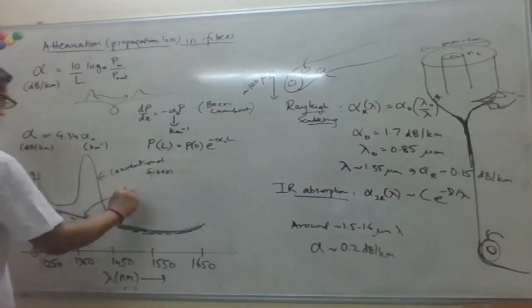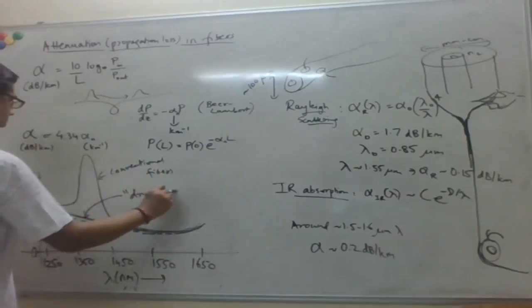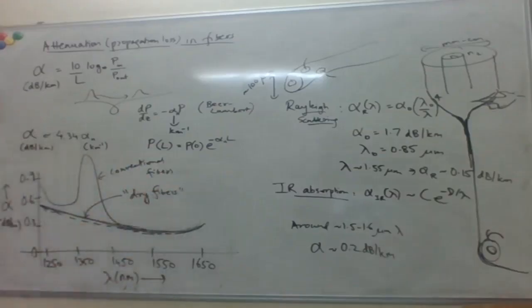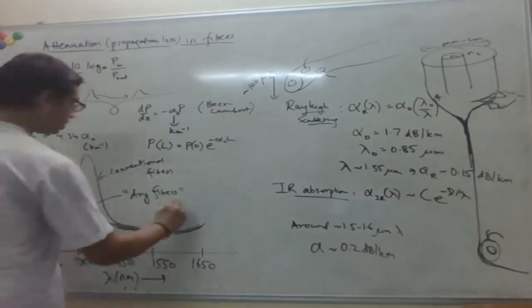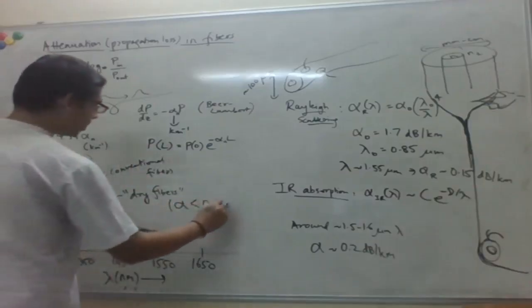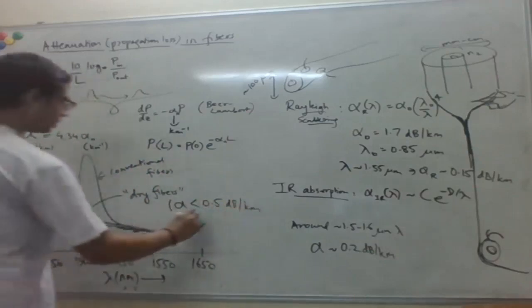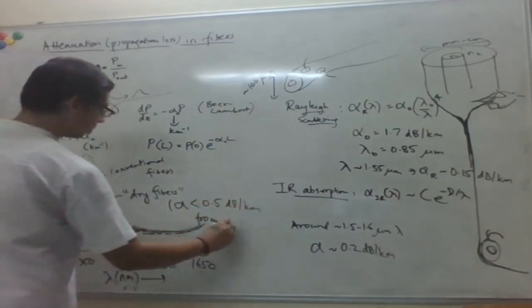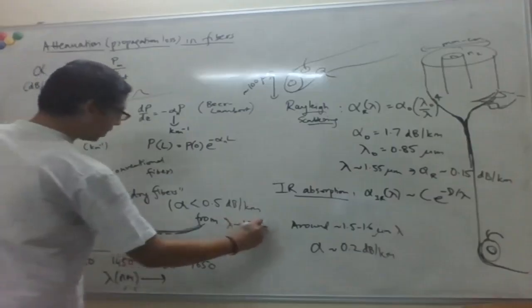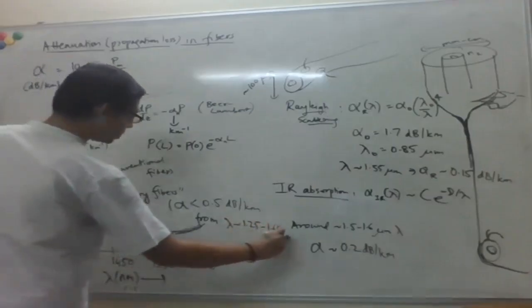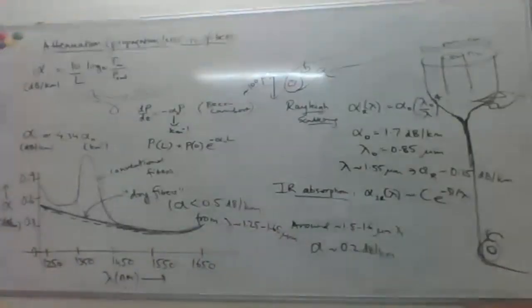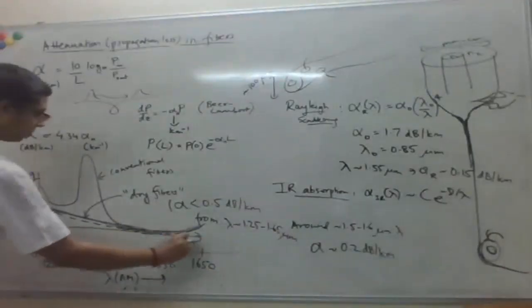And this would be your so-called dry fibers. With the dry fibers, you can get loss of less than 0.5 dB per kilometer over this entire wavelength range, from 1.25 to 1.65 micron. So basically you can use this entire band of wavelengths here.